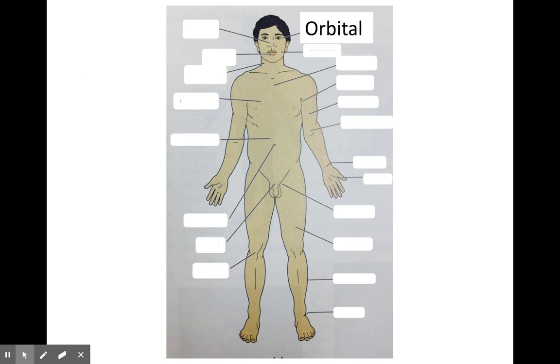Orbital is in relation to the eye sockets. Side of the mouth or the cheek is the buccal region. Sternal region, upper chest. Armpit area is axillary. Upper arm is brachial. Front of the elbow, antecubital.